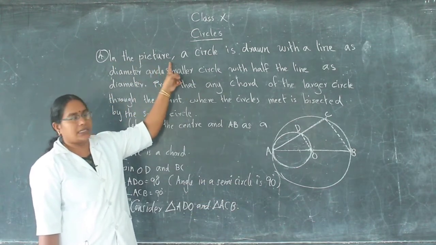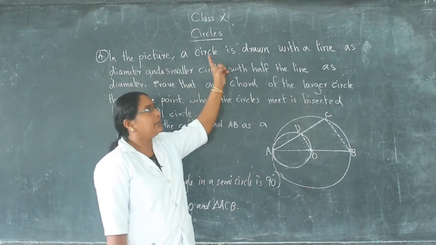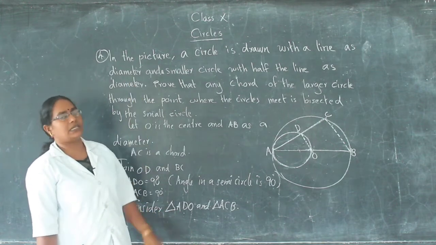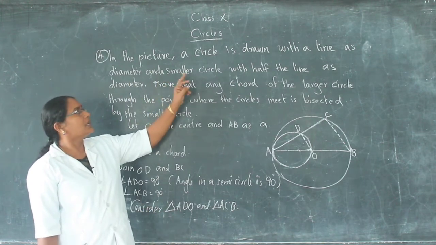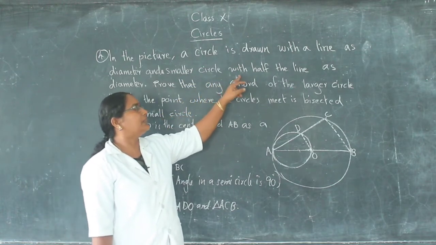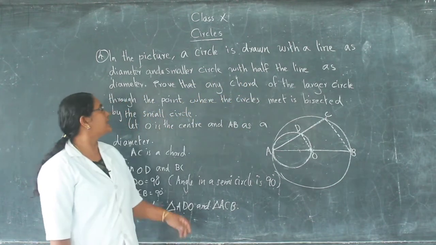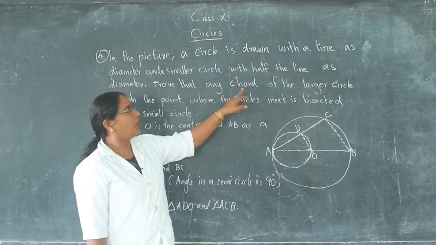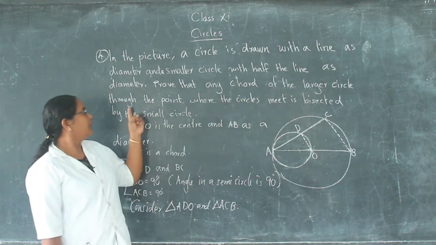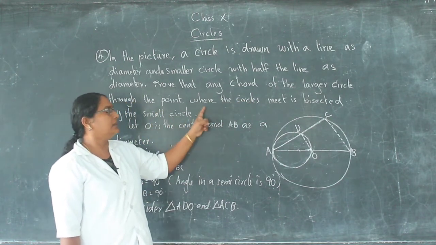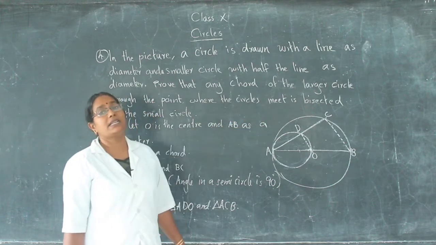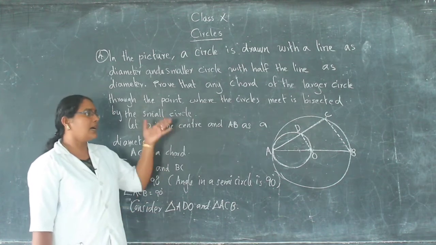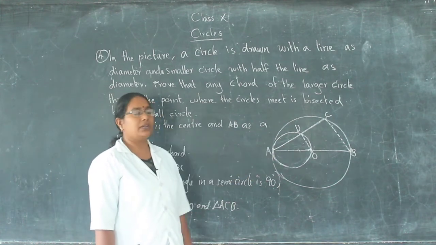In the picture, a circle is drawn with a line as diameter and a smaller circle with half the line as diameter. Prove that any chord of the larger circle through the point where the circles meet is bisected by the smaller circle. This is the question. The figure is also given.